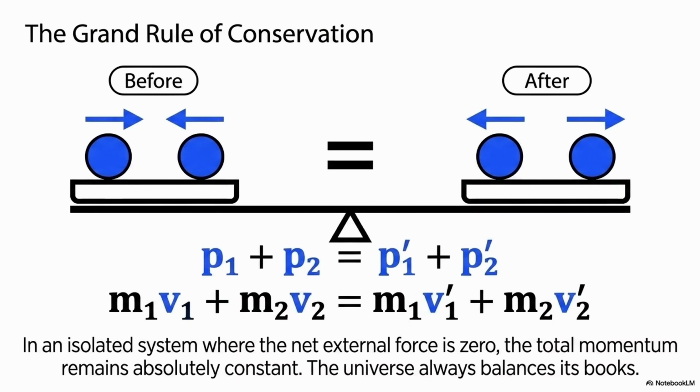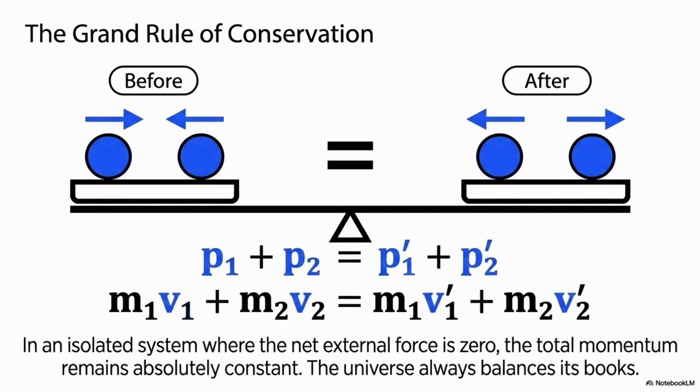Right. And if we connect this to the bigger picture, the universe always balances its books. Always. No momentum is ever magically created out of thin air in a crash, and none is ever destroyed. It just moves around. Exactly. It gets transferred from one object to another. If you add up the total momentum of everything before the crash and add it all up after, the number is identical. The ledger is perfectly balanced.